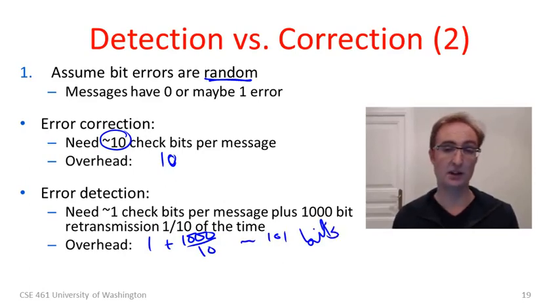Wow. Well, that's a lot of overhead. So we would be paying a lot of overhead to detect those errors. For the random error case where errors occur, it seems to be better to use error correction.